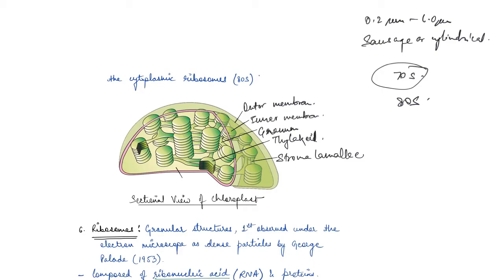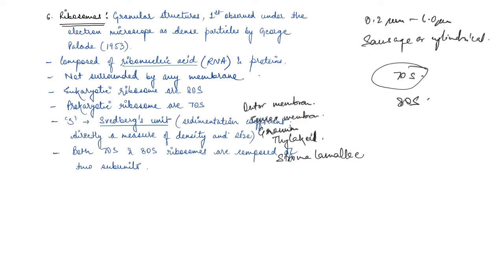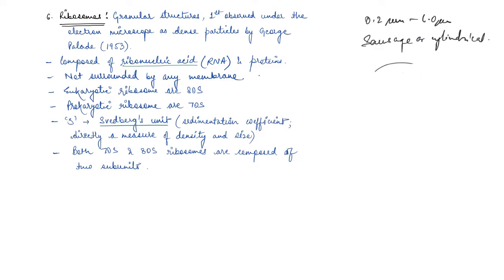Again, a very important organelle. So ribosomes are the granular structures that we saw in the last video. I hope you would have watched the last video. If not, please do watch it once. Now, these are granular structures which were first observed under the microscope as dense particles by George Palade. It was for the first time observed in 1953. Ribosomes are made of ribonucleic acid and proteins.